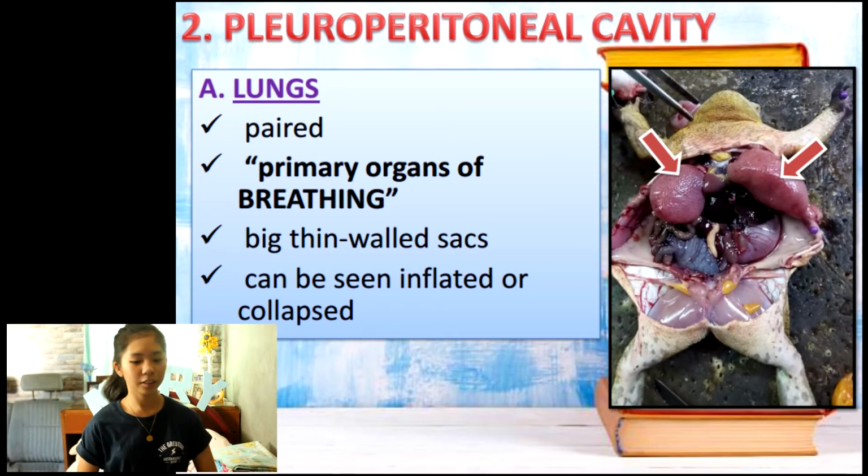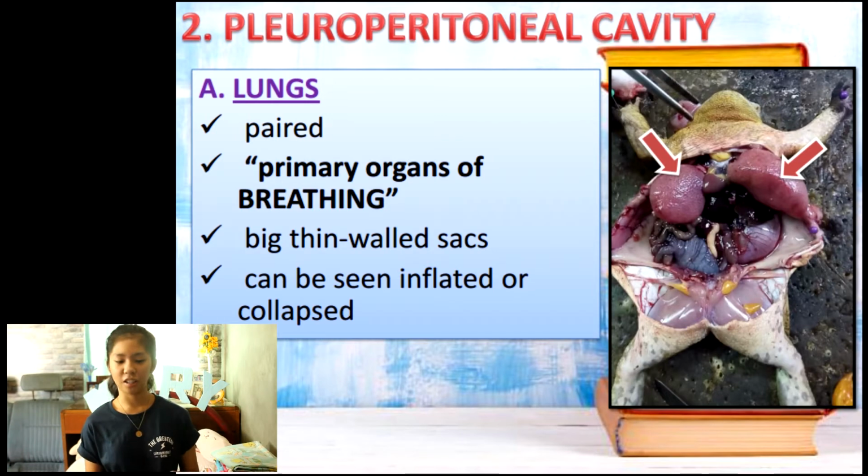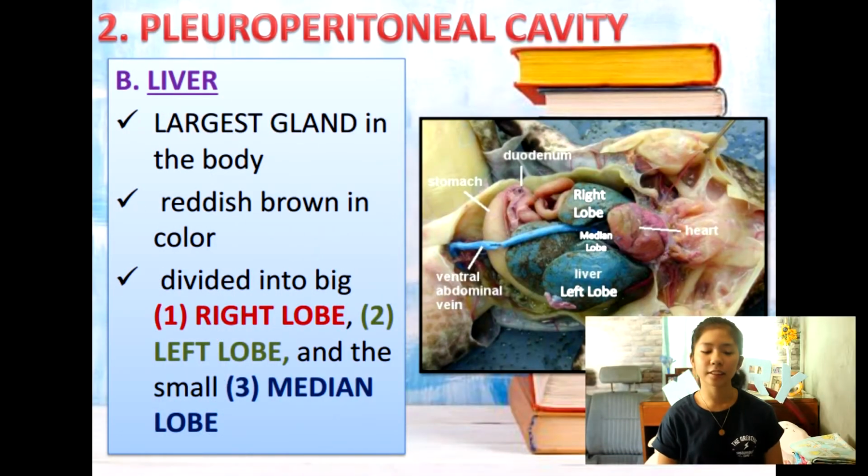Let's go to the lungs. The frog has two lungs, and they are the primary organ for breathing. They are large but thin sacs and can be seen inflated or collapsed. Next is the liver. It is the largest gland in the body. It is reddish brown in color. It is divided into three lobes: the right lobe, the left lobe, and the median lobe.